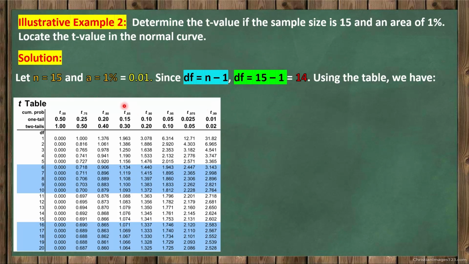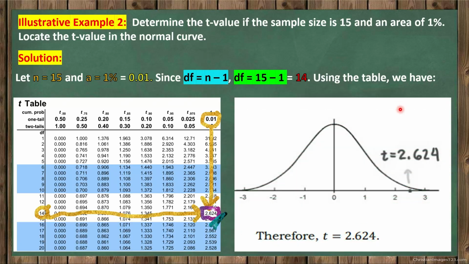So using the table, we have 0.01. Okay, ito siya. And then we have 14 here. And their intersection will be 2.624. So ito po yung kanyang t table. Take note class na ito pong nandito, it's not the area. Okay, it is not the area. It is the value of t. Yung nasa loob po, itong nasa table po natin, it's the value of t. It's not the area. Kasi given na po yung ating area.